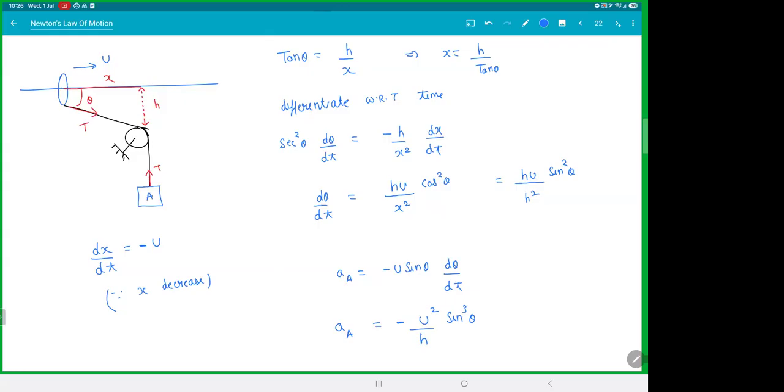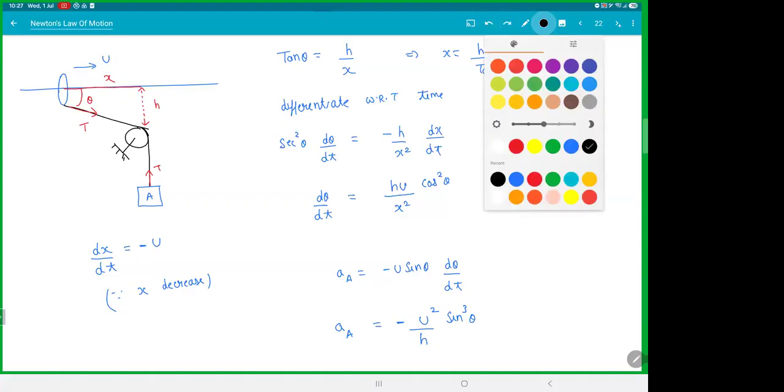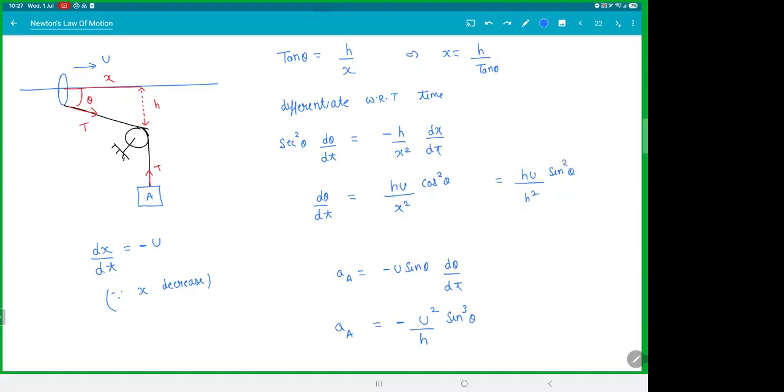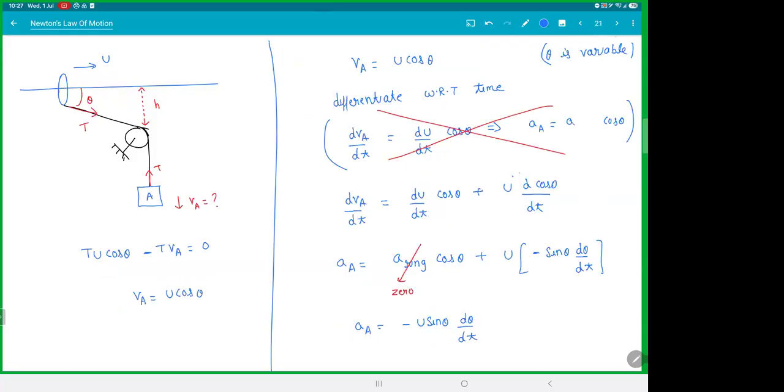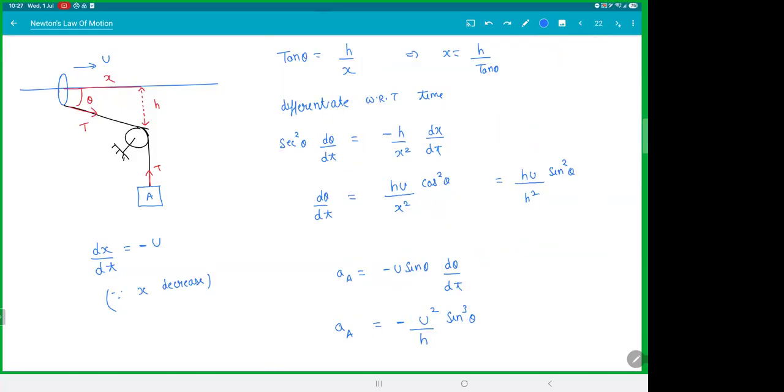Any doubts on this? So later on, when you do circular motion, this d theta by dt is also called angular velocity. So basically, this rope is also going like this. So that rope is actually rotating. They can ask you that also, angular velocity of the rope, something like that. Any doubts on this thing? Please ask me. Clear with this?